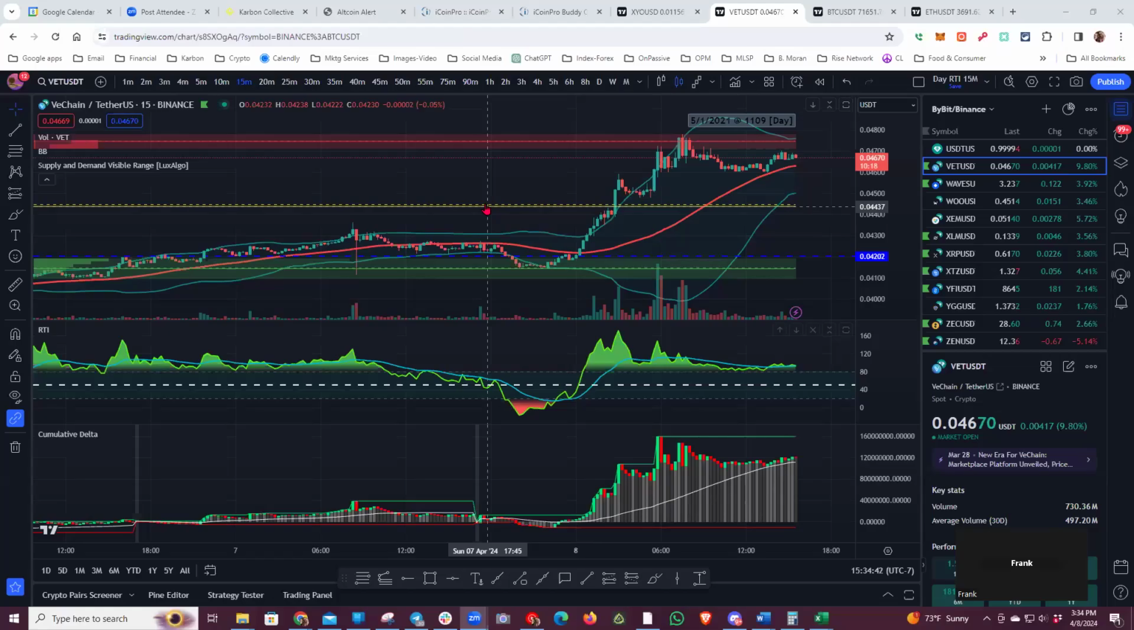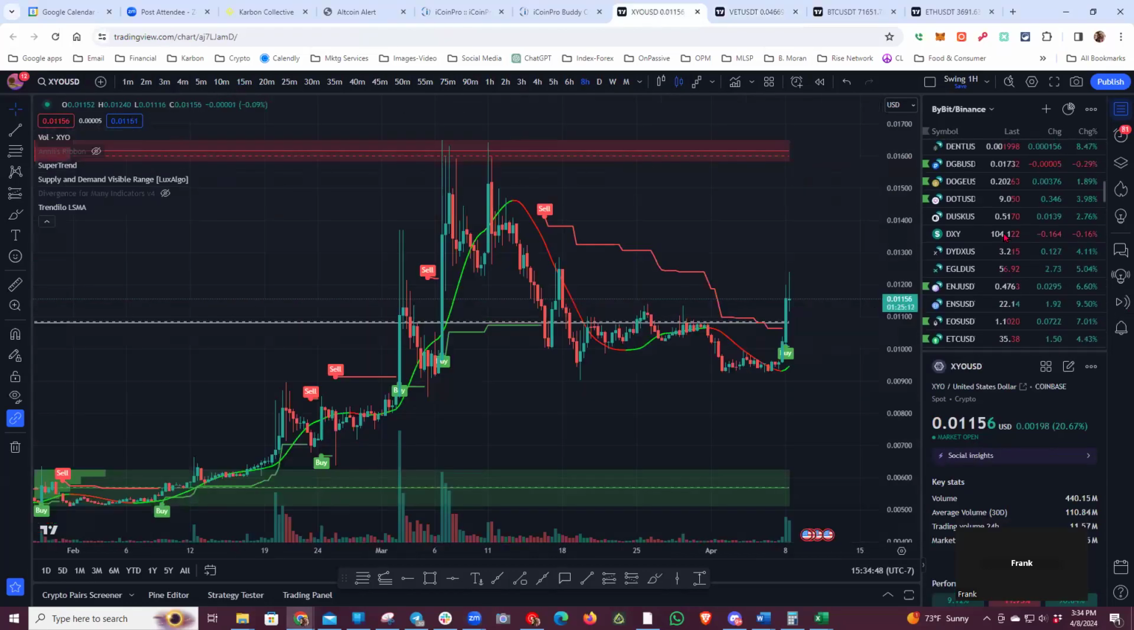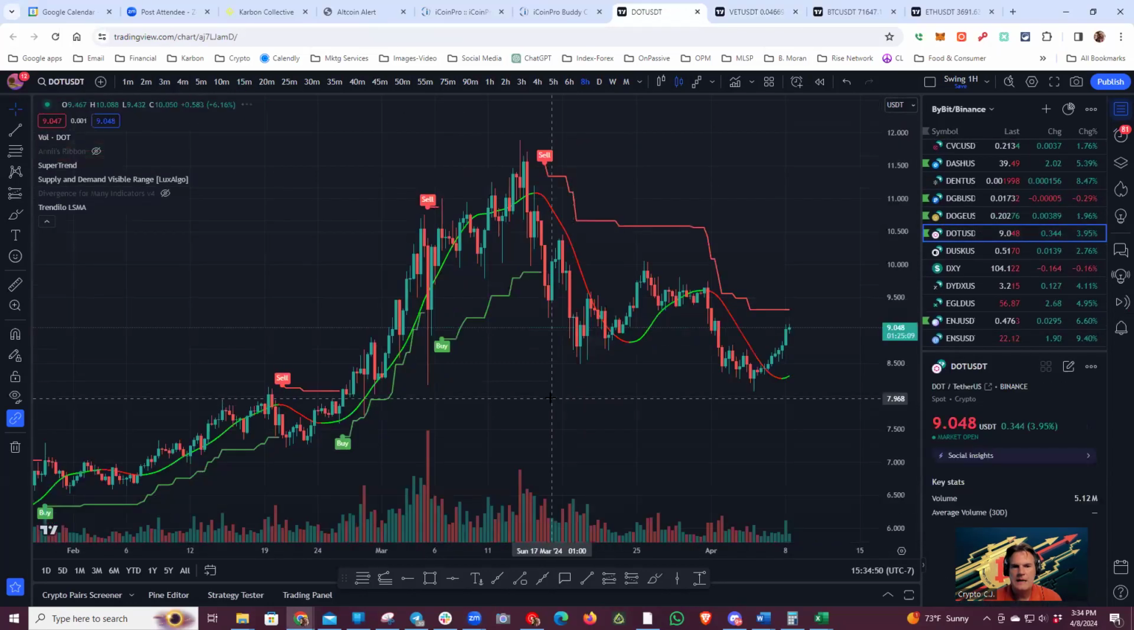Look at DOT. I don't know that it's going to pump, but I haven't looked at it for a while, but it's an old one that's been around and has lots of coins in its ecosystem. It's a good one. DOT.